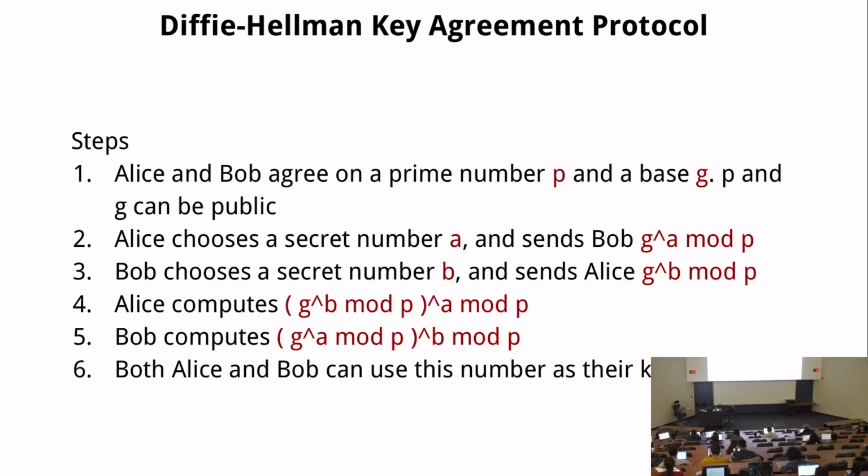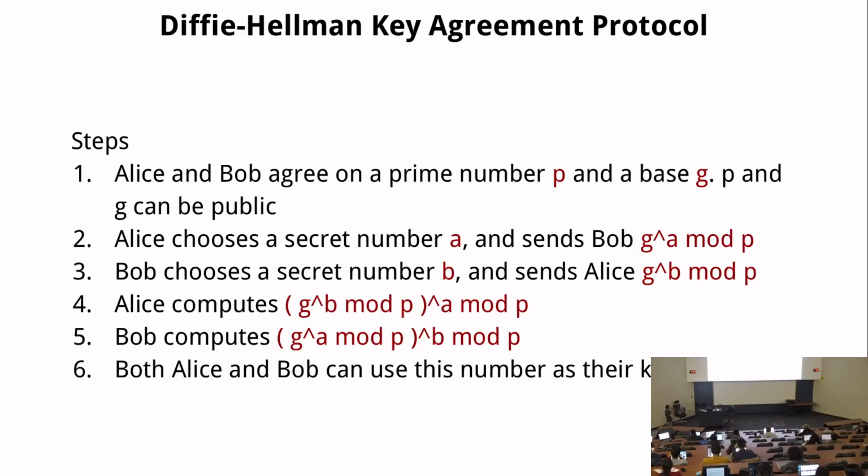So those, in practice, are huge numbers. They're very big numbers, could be hundreds of digits, like binary digits. Then Bob does the same thing. Bob will choose a secret number B. For Alice and Bob, A and B are just random numbers. Big random numbers, but they are secret, they don't share. Then Bob will calculate the same thing, G to the power of B multiplied by P.